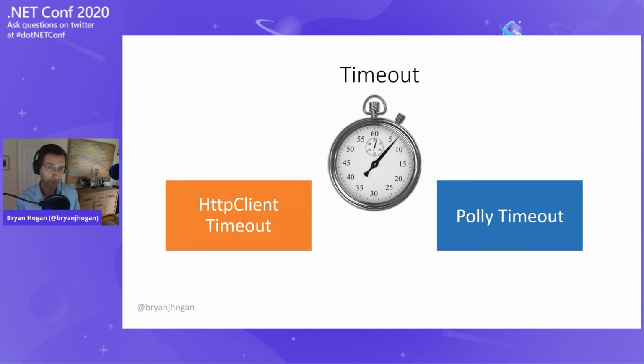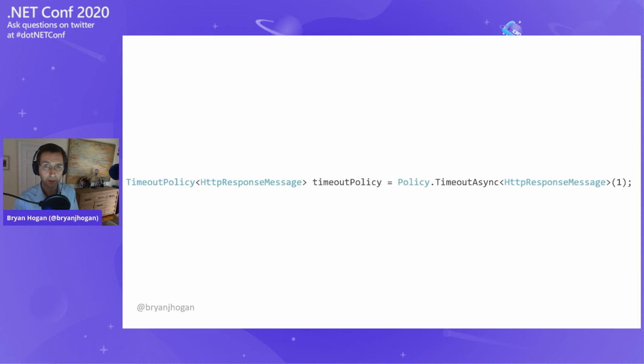And in most scenarios, with an HTTP request, if you haven't gotten an answer within a second or two, you probably won't get one. It's a very, very simple policy. This one says the policy will wait 1 second. If you don't get a response, you will time out and throw an exception.